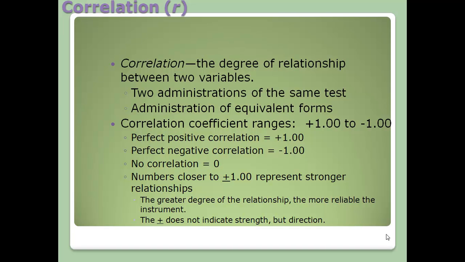Now, your correlation coefficient range is going to be from positive 1.0 to negative 1.0. It's a very, very narrow range. And it's a good thing, because otherwise it could get really hairy and confusing, even more confusing than it already is. So again, your perfect positive correlation is a perfect 1. Perfect negative is a negative 1.